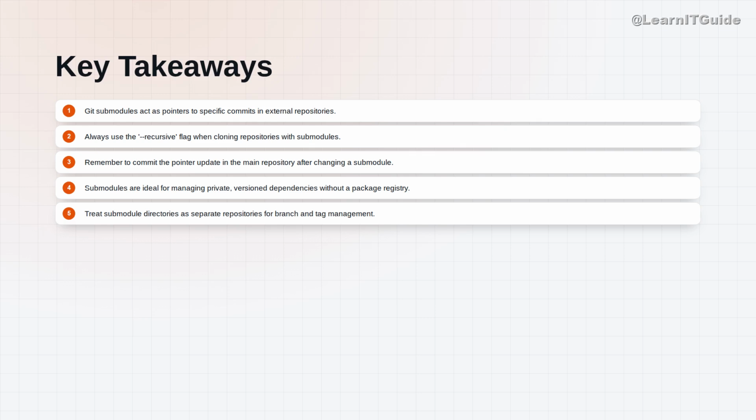And finally, treat those submodule folders as independent Git repositories. You can run git branch and git log inside them just like anywhere else. This has been a deep dive into Git submodules, and I hope this clears up the confusion. These are the core concepts to carry forward from this video.